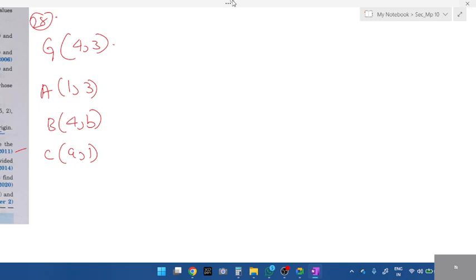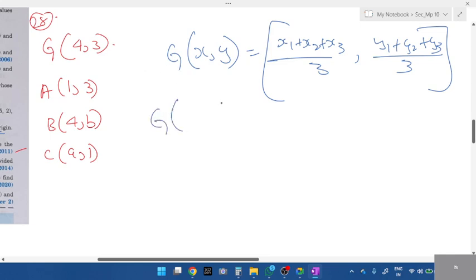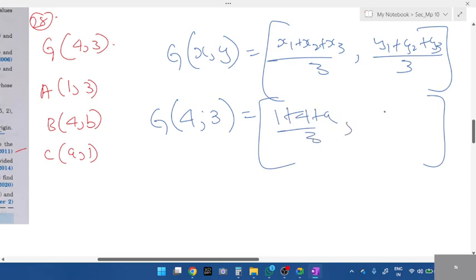First, whenever coordinate is given, what's the formula? All of you will respond. G of x, y is equal to x1 plus x2 plus x3 divided by 3, y1 plus y2 plus y3 divided by 3. Whenever the centroid word is given, use the formula. Now tell me G value. What is the G value given? What is x1, x2, x3 divided by 3?